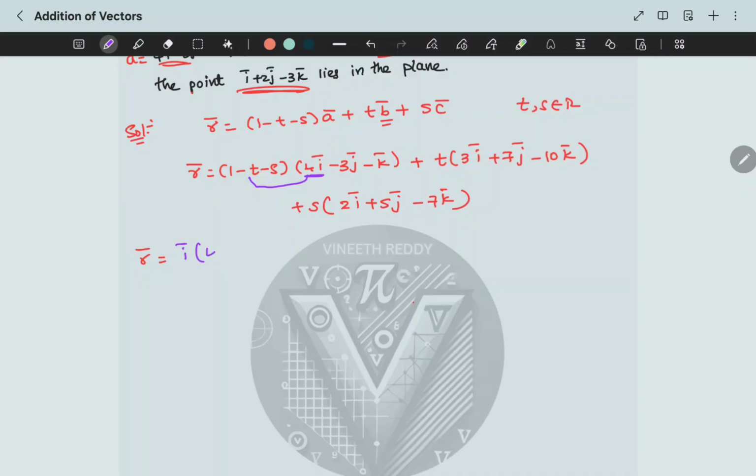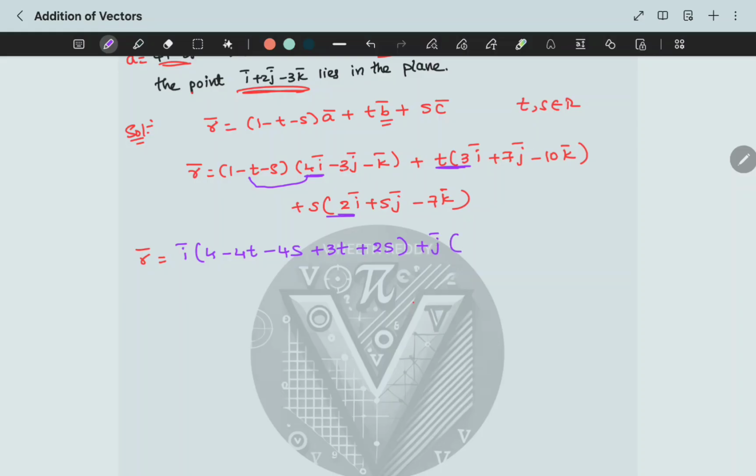Now what do we get here? 4 into 1 is 4, 4 into minus t is minus 4t, 4 into minus s is minus 4s. This is from the first bracket. And from here we get 3 into t is plus 3t. This is the coefficient of i. Again, from here we get 2 into s is plus 2s. Okay, this is s. This is not 5. So this is i bar.